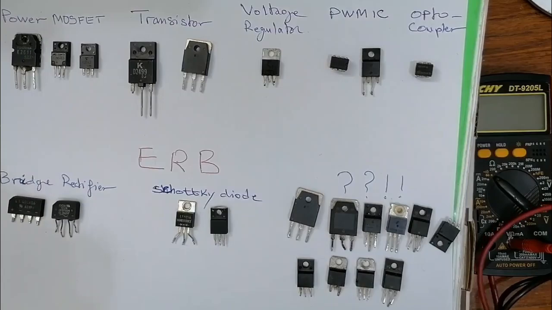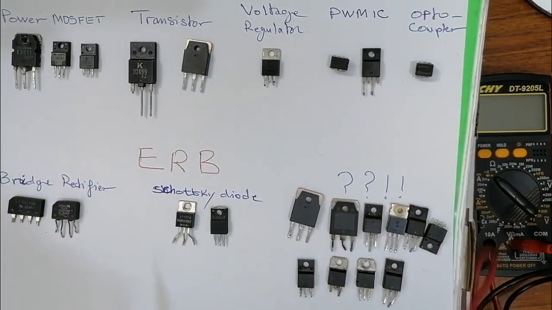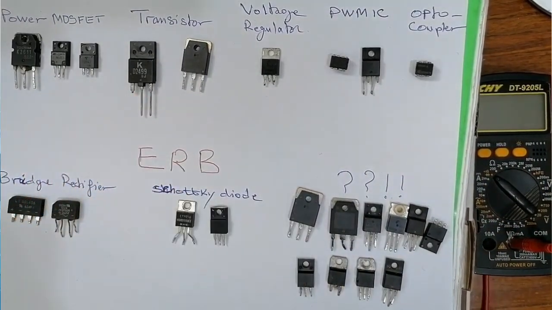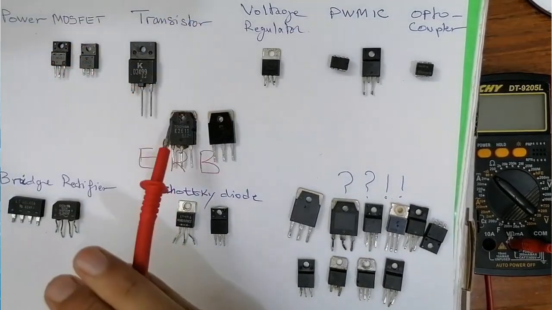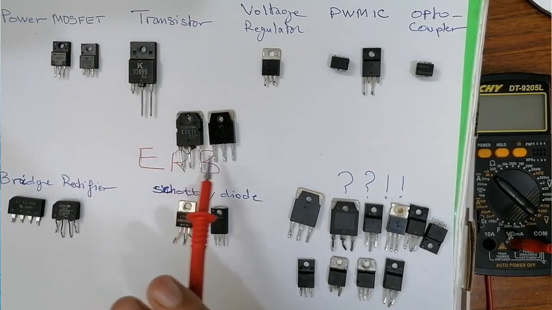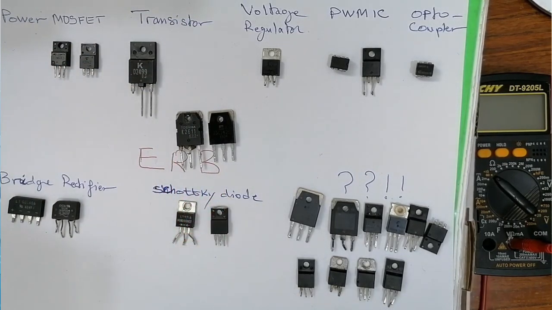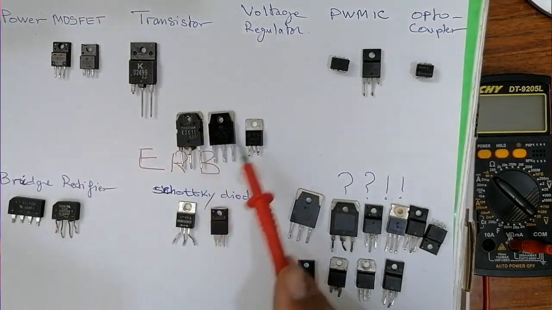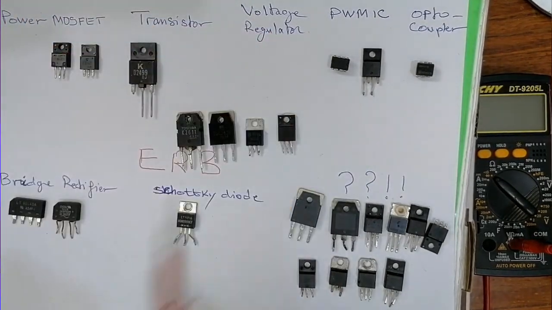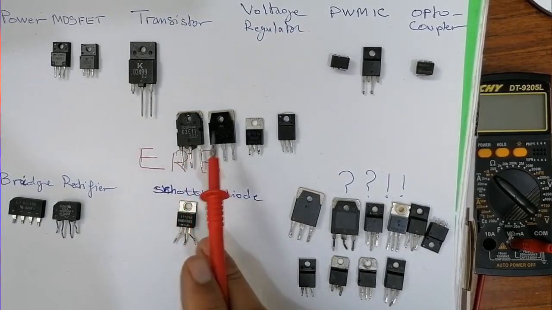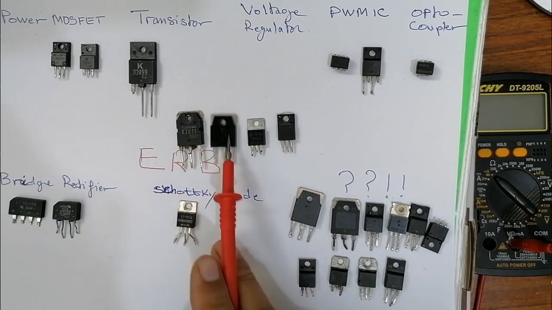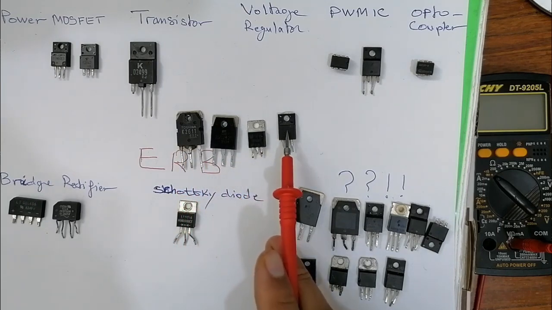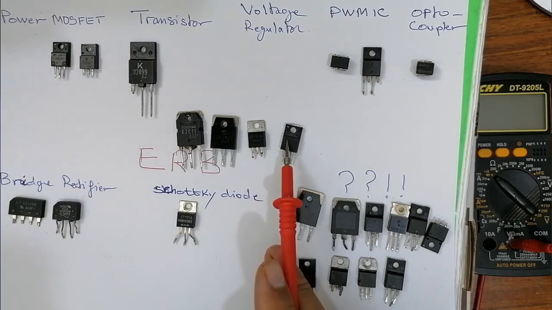So let's get started. So here we have basically the main components, as you can see here. We have Mosfet, transistor, etc. So this one, for example, and this one, as you can see, they have the same shape and the same number of terminals. 3 terminals, 3 terminals. Okay? This one also has 3 terminals. This one also has 3 terminals, as you can see. So how can I identify these ICs? This one is Mosfet, this is transistor, this is voltage regulator, and this is a pulse width modulation IC that is used in switch mode power supply.